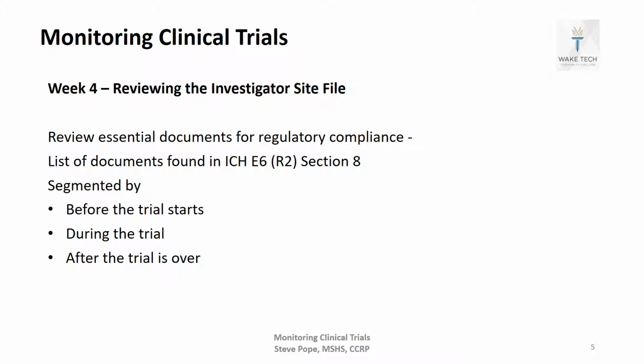So now that we've defined the differences between the investigator site file and the trial master file, let's start talking about what you're going to do when you're out on site and you're reviewing that investigator site file. So you're going to review essential documents for regulatory compliance, and these are going to be documents found, as we said before, in ICH E6 Section 8. By now, you've already read through that. You're familiar with the contents of that section.